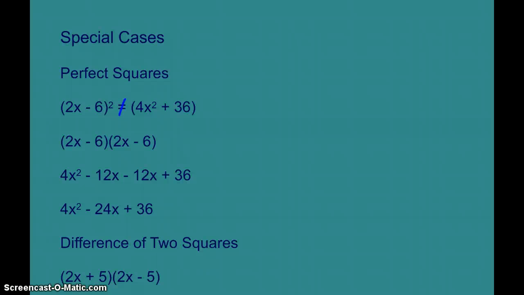To continue on here, we're going to look at a couple of special cases for multiplying binomials. When you look at our first special case, we're talking about perfect square binomials, when you have 2x minus 6 squared. Now, first of all, it's important that you realize that does not equal 4x squared plus 36. That is a very common mistake. You cannot just square everything on the inside. Because when we think about what a square means, it means to take something times itself. So we have to actually write it out as 2x minus 6 times 2x minus 6.